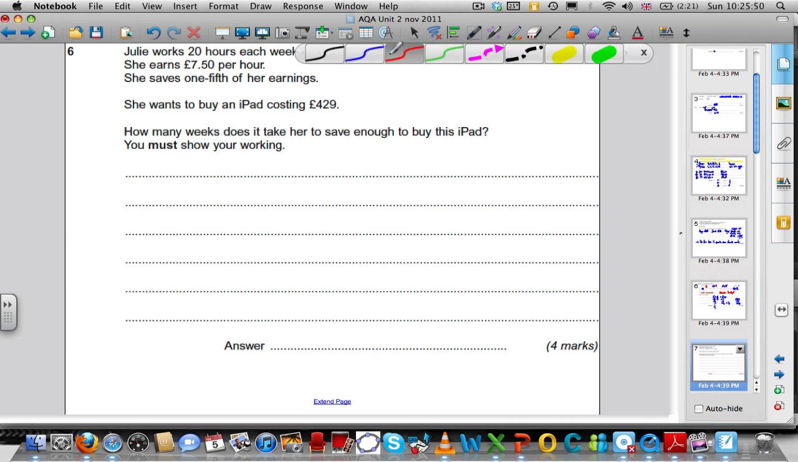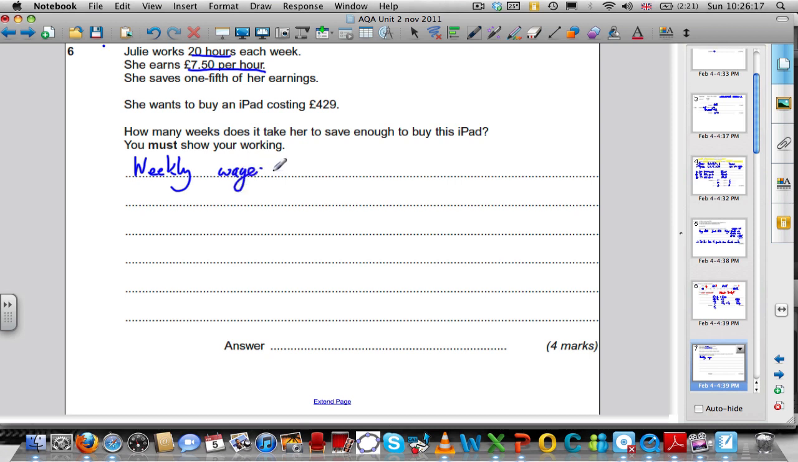Okay, question 6. A question about money. Julie works 20 hours a week and she earns £7.50 an hour. Okay, well, it seems like we're going to need to work out how much money she earns a week. So let's have a go at this. Her weekly wage must equal 20 multiplied by £7.50.